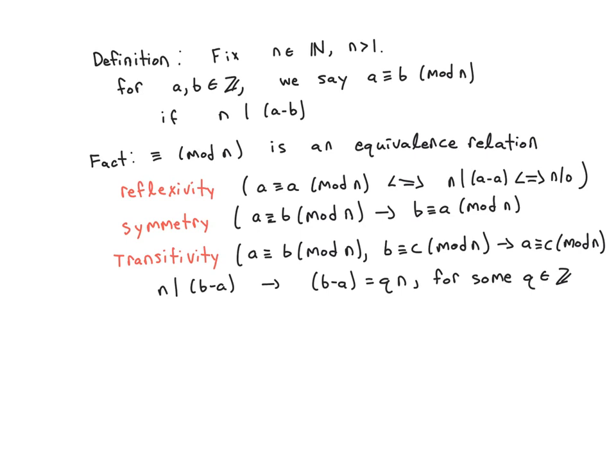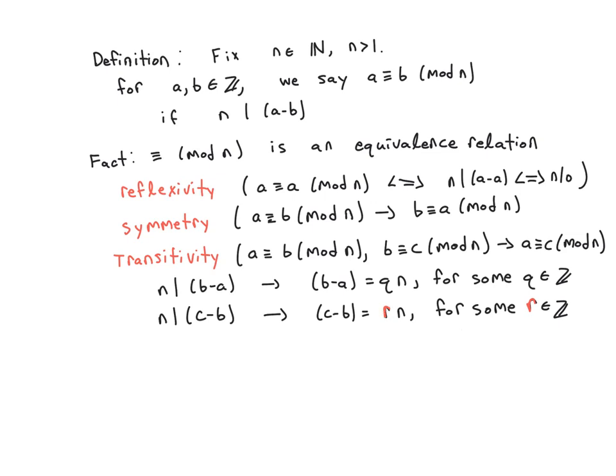Well, what does it mean for n to divide b minus a? Well, it means that b minus a is equal to some integer times n. Let's call that integer q because we lack imagination. What does it mean for n to divide c minus b? Well, it means that c minus b is equal to r times n for some integer r.